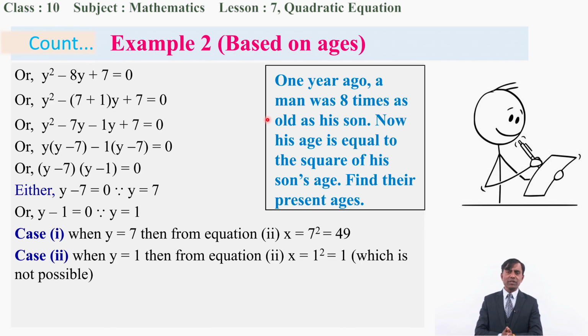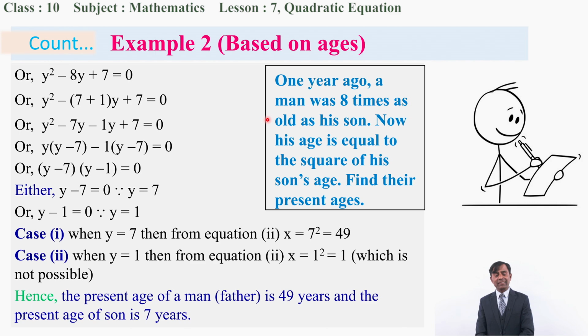Do you know what y represents? The age of a son. What does x represent? The age of his father, right? The age of a man means the father of his son. It means x is equal to 1. Is it possible that the father's age and son's age are both equal and also equal to 1 year? That is not possible, so we have rejected it. So what do we write for x? 49. That's the present age of the man. That means the father's age is 49 years and his son's age is 7 years, and that is possible.